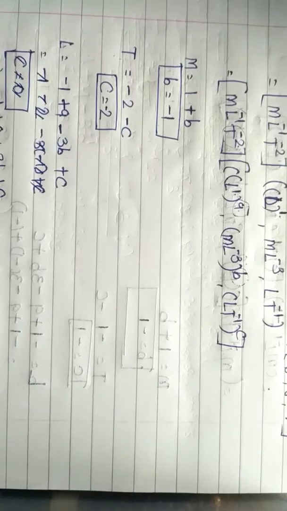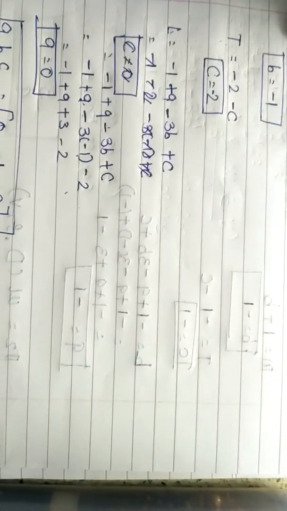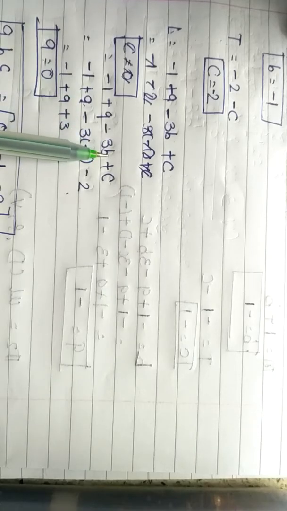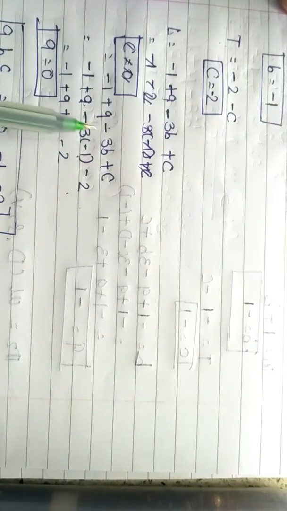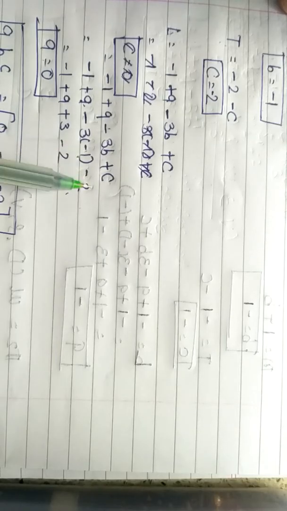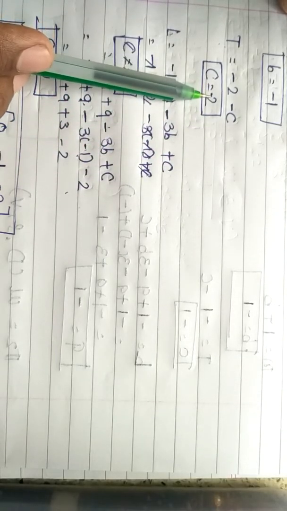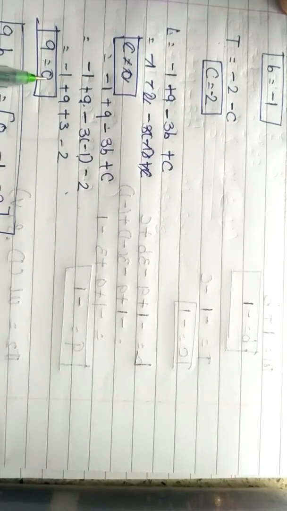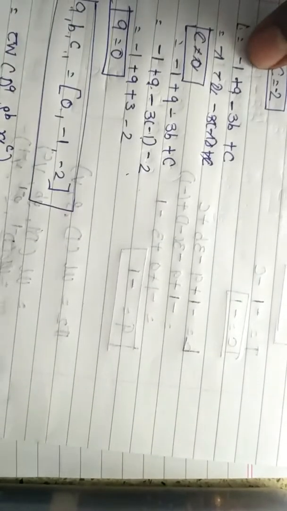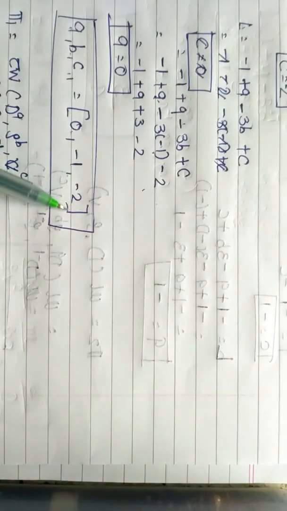So after that we have to apply here -1 plus a. Now the b value is given earlier as -1, so instead of b we put the value -1, and instead of c we put the value -2. So after that, a equals 0. So we have to find out a, b and c. So a is 0, b is -1, c is -2.